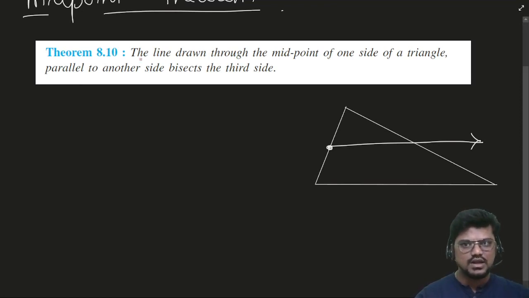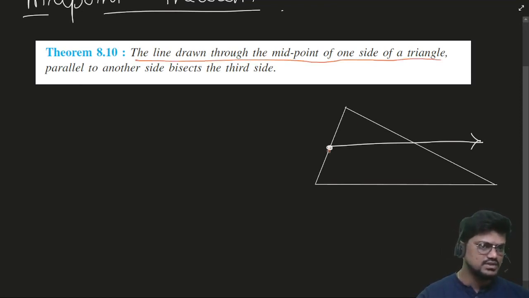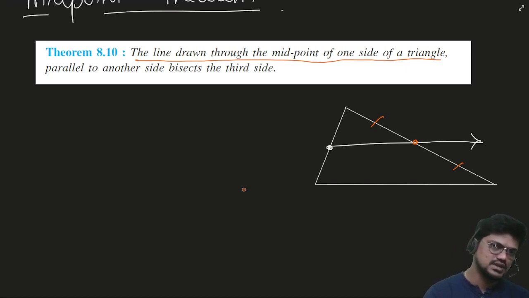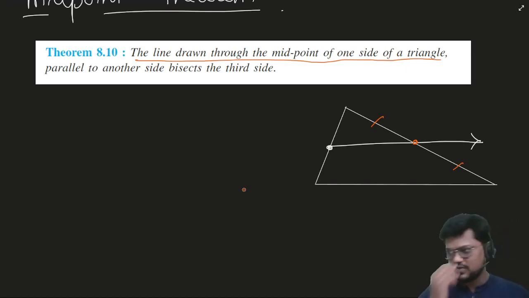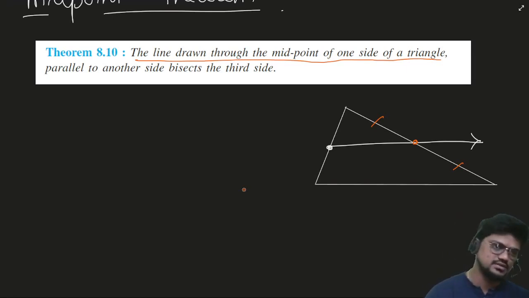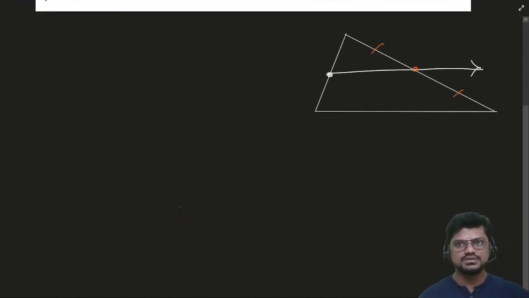What they have said is: the line drawn through the midpoint of one side of the triangle, parallel to another side, bisects the third side. Bisects the third side, that means it bisects this side. That means this point is also the midpoint. That's what you need to prove also. Got it? This is what the theorem states. If you draw a line parallel to the third side, starting from the midpoint of one of the sides, then it will bisect the third side. Now how to prove this?